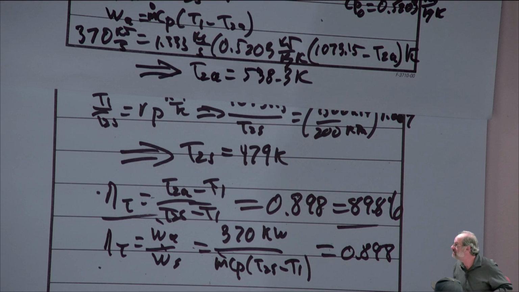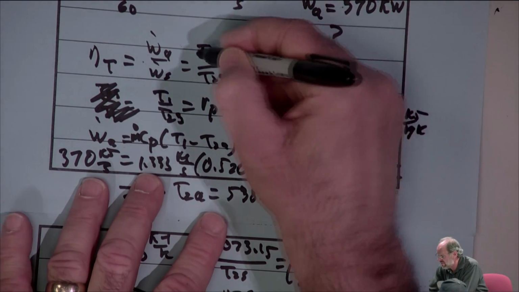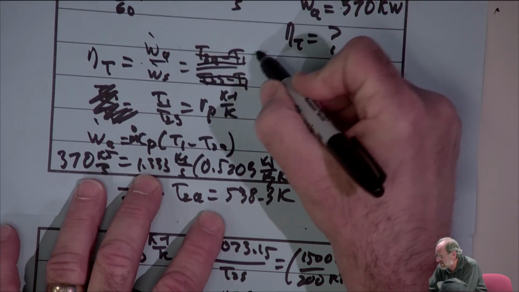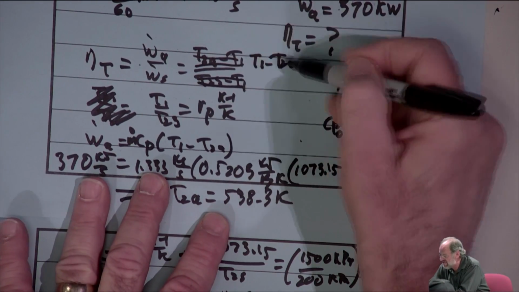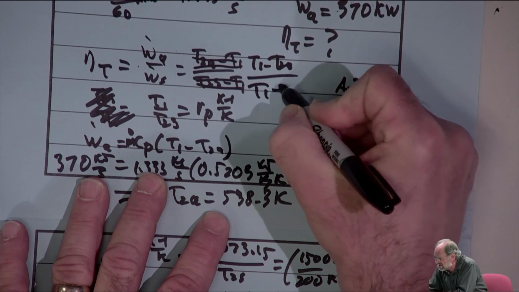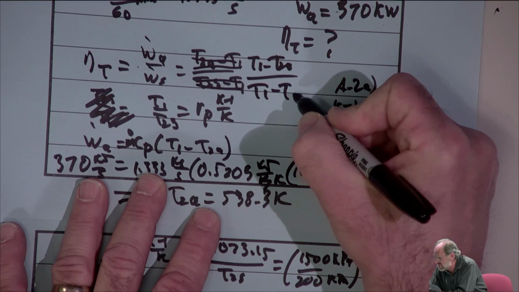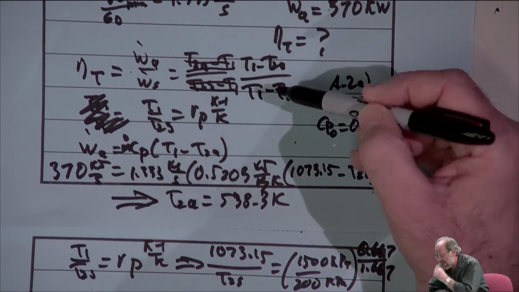Yes? Should the formula for efficiency be T1 minus T2A? Yes. In fact, I wrote it incorrectly all throughout here, didn't I? I'm glad somebody saw that because I would have been oblivious, and then I would have found out later, and it would have been a problem. So if you could just cross this out, you're right. The actual is T1 minus T2 actual. It comes in at the higher temperature, and it's producing work, so it comes out at the lower temperature. So yes, this should absolutely say T1 minus T2A over T1 minus T2S up here above.